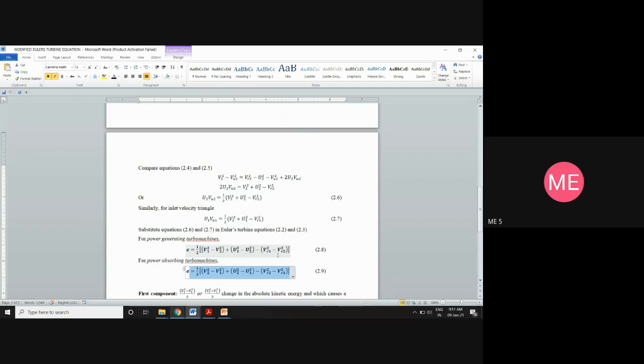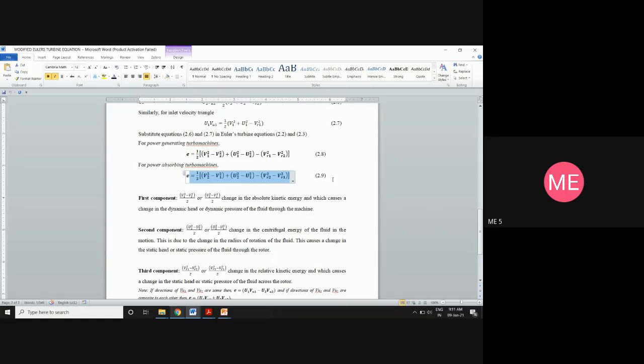Plenty of times this question is asked: the modified Euler's turbine equation. If I divide this into three headings, I can write first component, second component, and third component. What is the first component? V1 square minus V2 square by 2 for power generating machine, and for power absorbing machine, V2 square minus V1 square by 2. What does it indicate? It indicates change in absolute kinetic energy, which causes a change in dynamic head or dynamic pressure of the fluid through the machine. Similarly, the second component is this. The third component is this one.